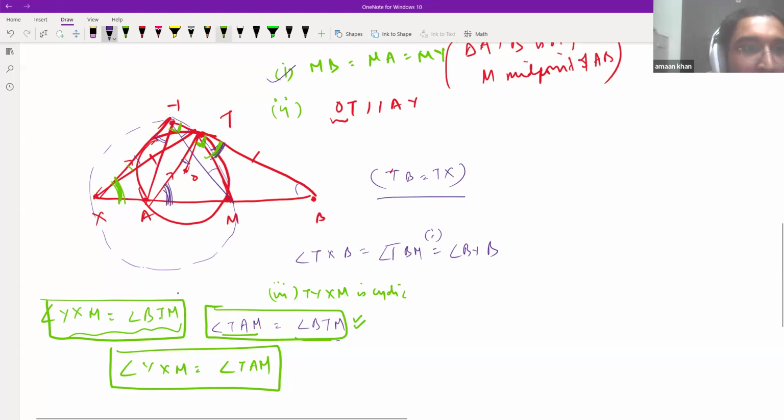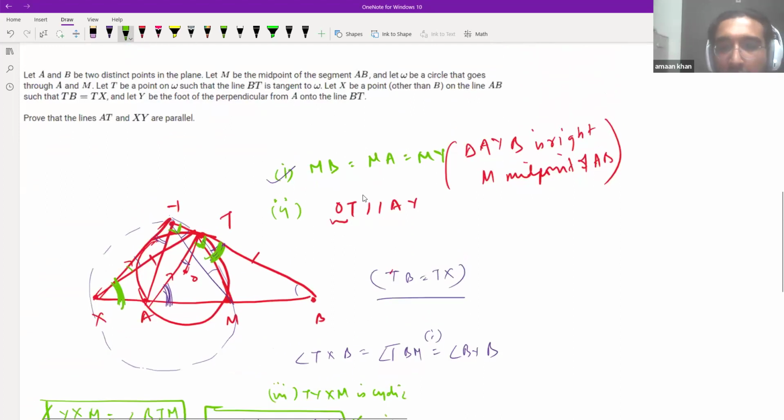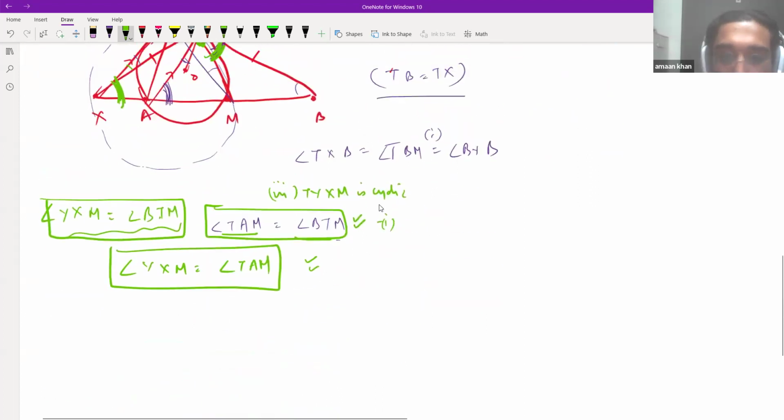And after that, YXM is equal to BTM because YTMX is cyclic, and these two angles are equal. This angle is pi minus this angle, and so this angle. Yeah, got it. If you just combine them, you'll get this. So in this problem, what helped was that you just needed to spot this cyclic quadrilateral. After that, it was very easy.